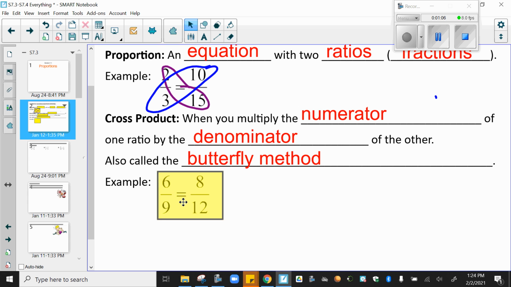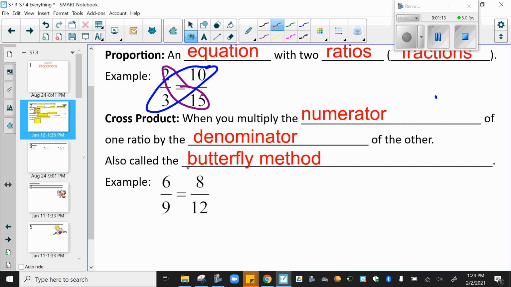So here's an example. We're going to do 6/9 equals 8/12. All right, so let's do butterfly method. Let's start with the first one. We're going to start with this numerator, and I want to go around this way, and I'm going to write it on the same side as the top number. So 6 times 12 makes 72. Let's actually write it out here, not 7.2. 6 times 12 equals 72.